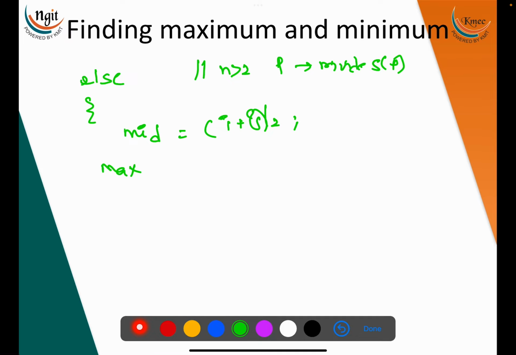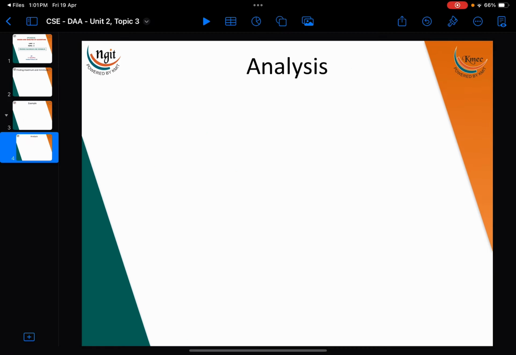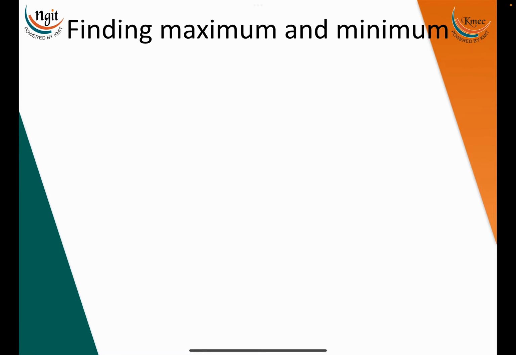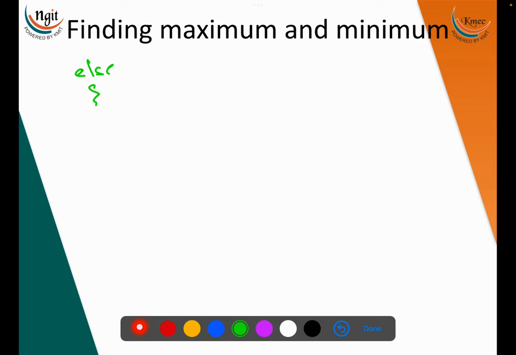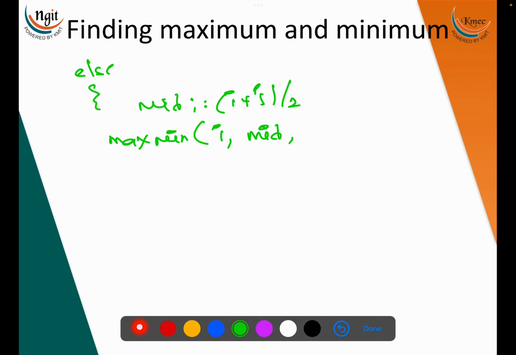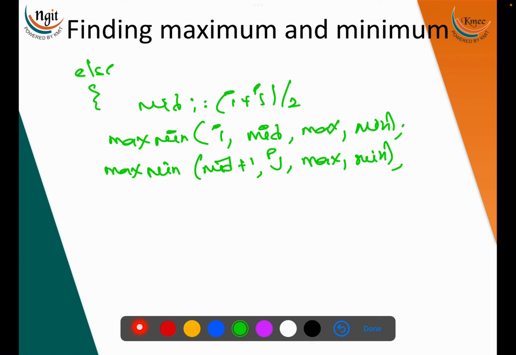So now I am going to call the function recursively, that is max and min. Parameters are i, mid, max and min. In the else part, finding the middle is equal to (i plus j) by 2, and the recursive function max min (i, middle, max, min). This is one part, the sub problem or one list. The other list is mid plus 1 to j, max and min. So these are the two sub lists.